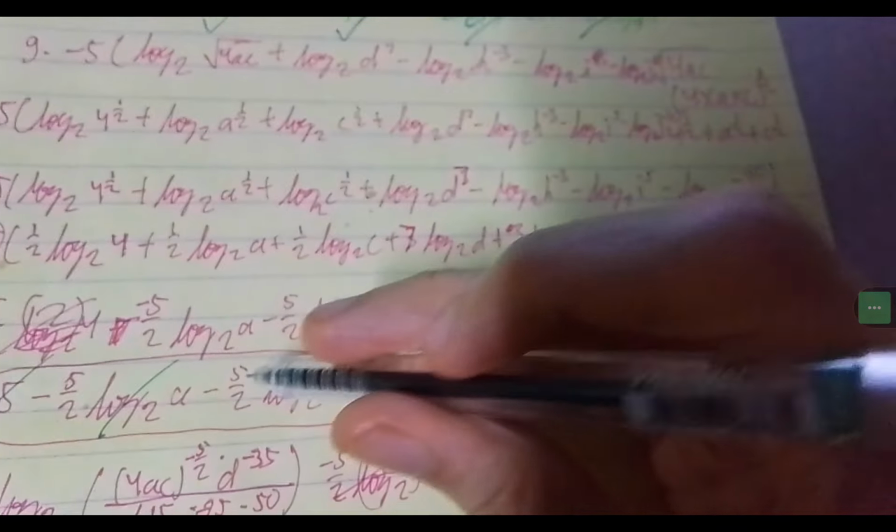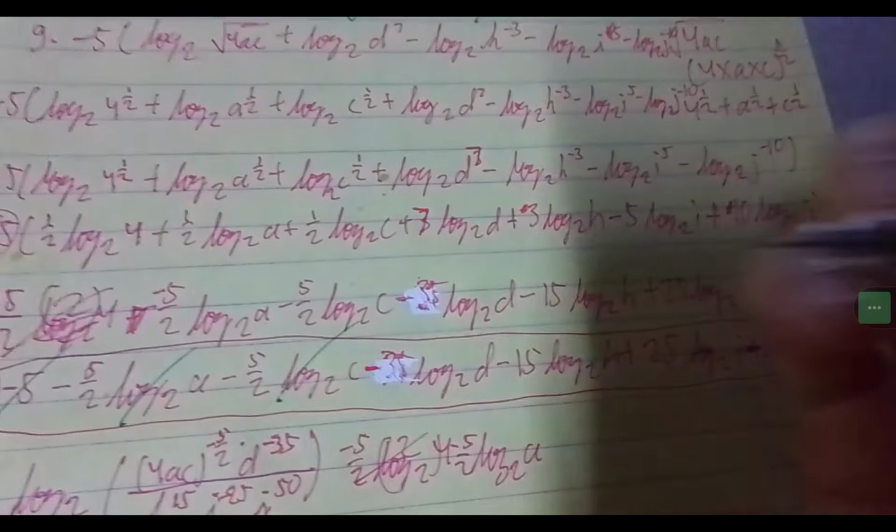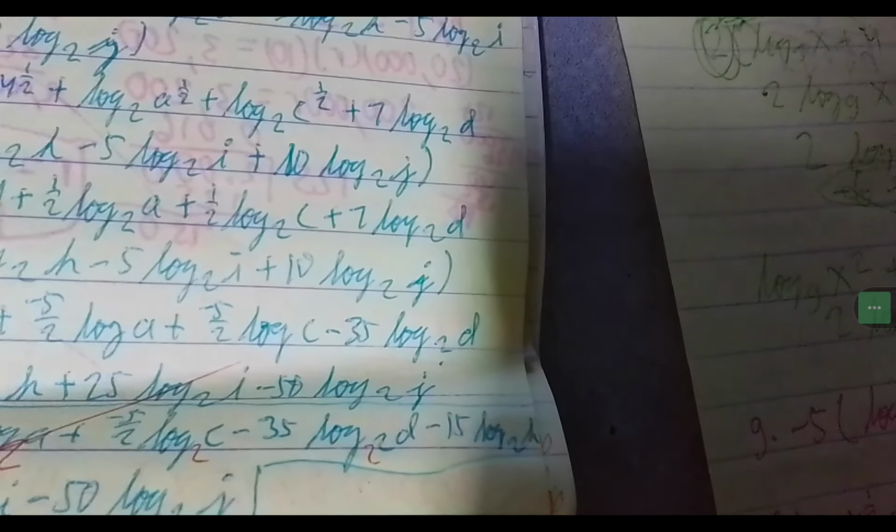Negative 6 plus 2 times log base 9 of x plus 8 times log base 9 of y plus 12 times log base 9 of a. Correct. Number 9, we're supposed to get the answer of negative 5.